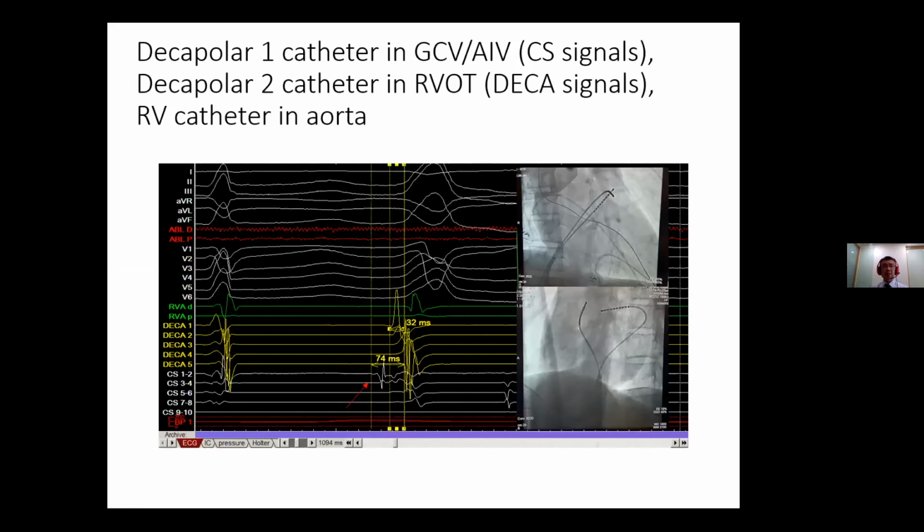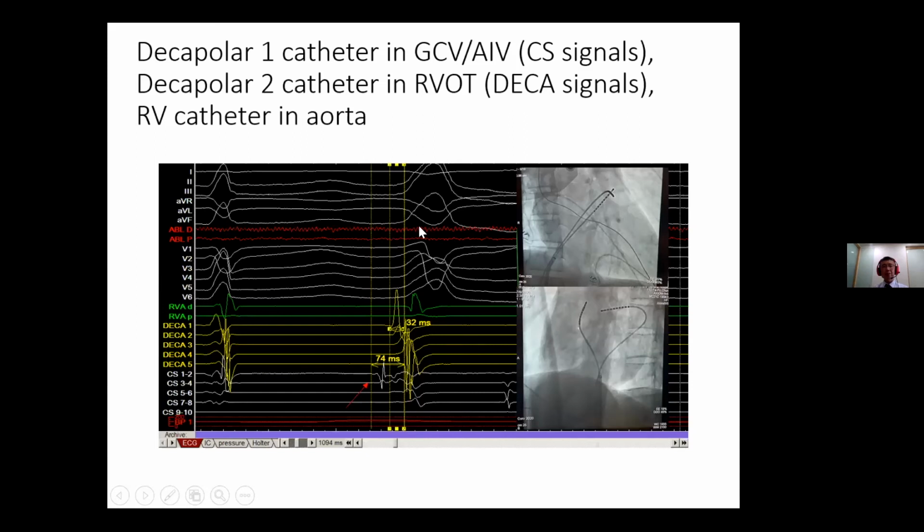So for our case, you can see that this time we use two decapolar catheters. One is placed in the RVOT, another is placed deeply inside the coronary sinus to the GCV and the ostium of the AIV, in the LL view and RL view shown here. For the tracing here, the deca signal is coming from the RVOT, and the CS signal is coming from the decapolar catheter within the GCV and AIV. We also put another catheter in the aortic root in the RCC area, a single tip catheter, showing in the RBA tip here. It represents the catheter in the aorta.